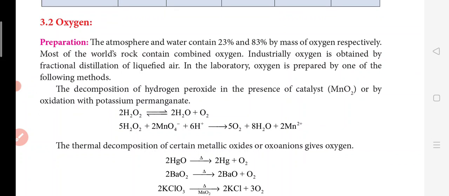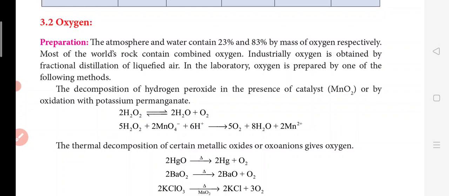So we all know now oxygen is very much needed for us during this pandemic time. So this is how it is prepared in industries, so that it is given in hospitals also. Fractional distillation of liquefied air means they will filter the air, liquefy the air first, and then by fractional distillation they will separate it.